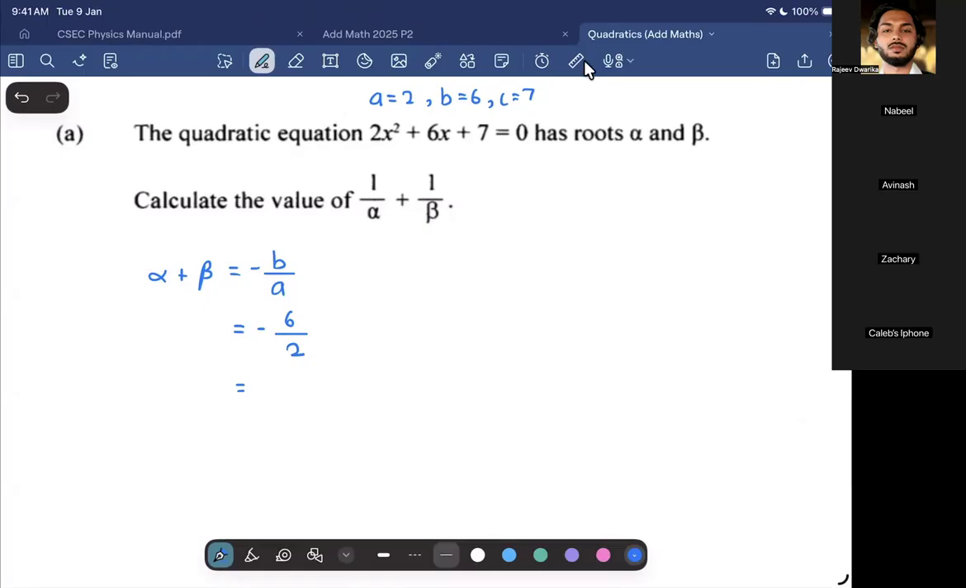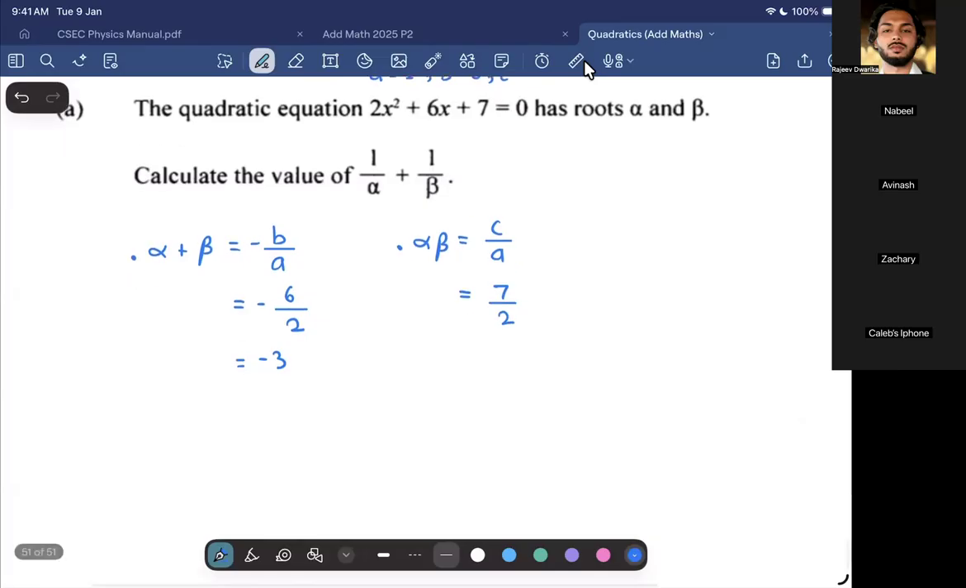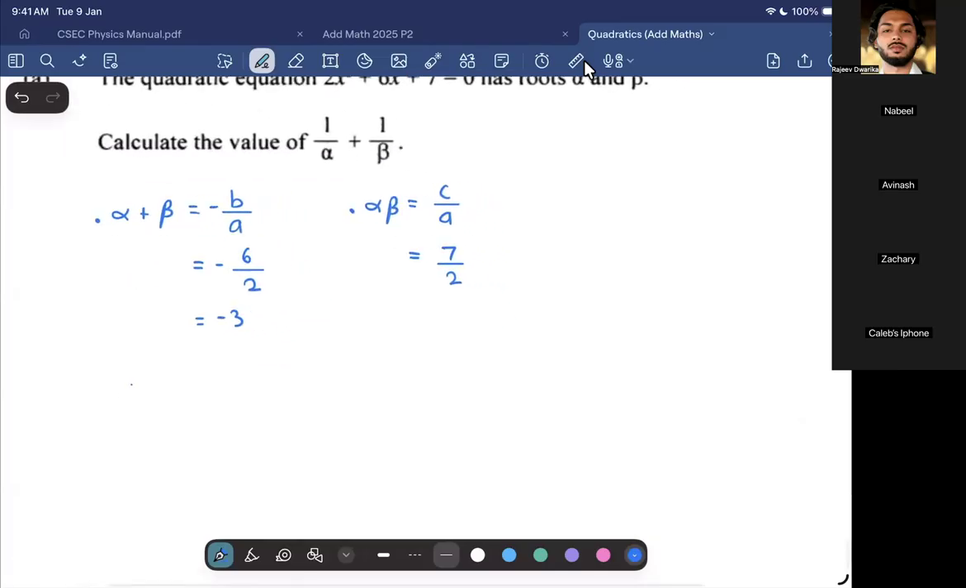Yeah, let's continue. So Zachary, what is minus 6 over 2? Negative 3. Great. Let's find the product of your roots now, alpha beta. So that's going to be what? C over A. Right. So C is 7, so 7 over 2, right? Great. And they want us to find the value of 1 over alpha plus 1 over beta.